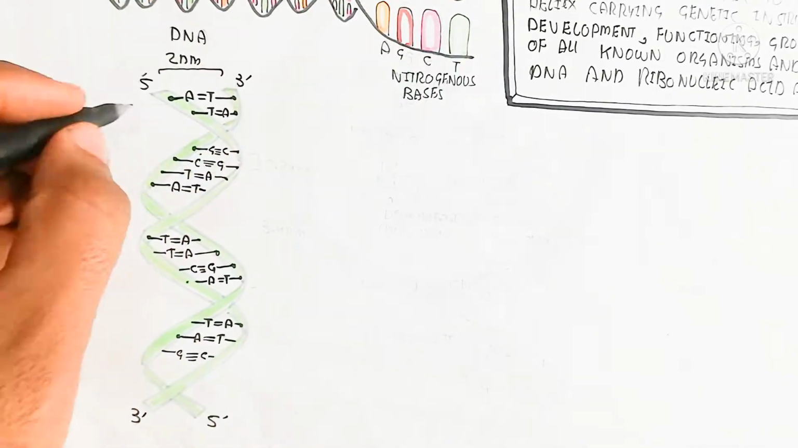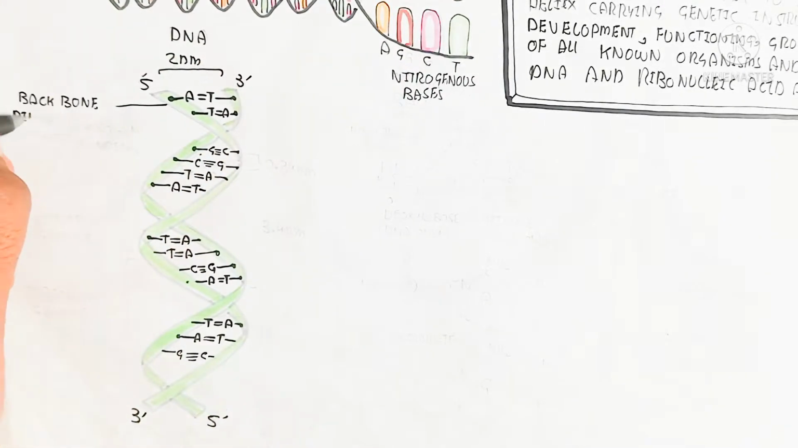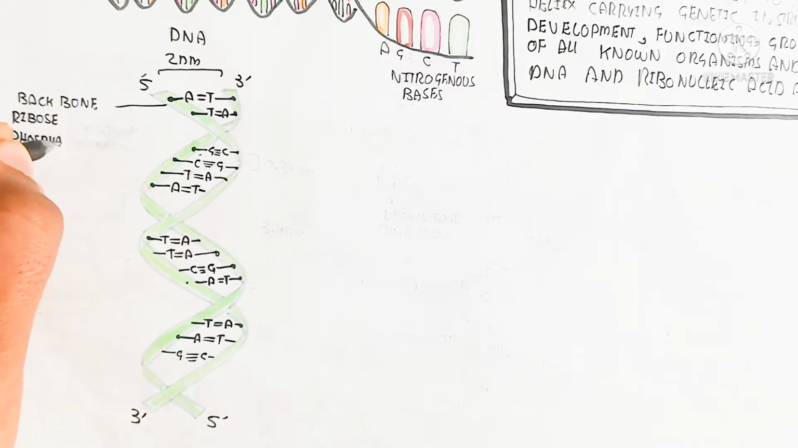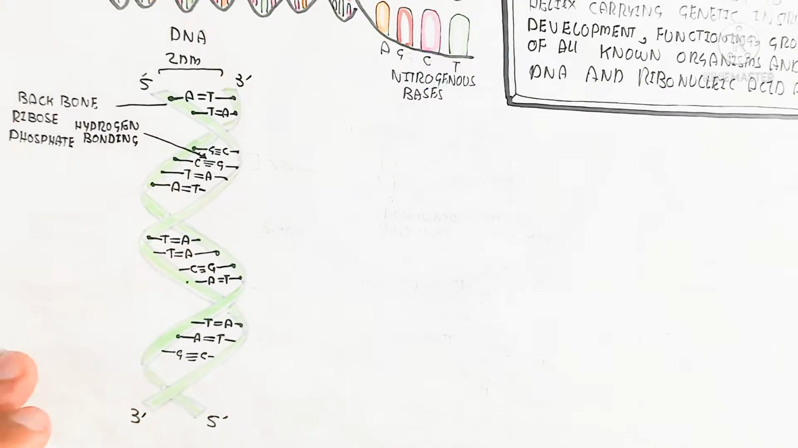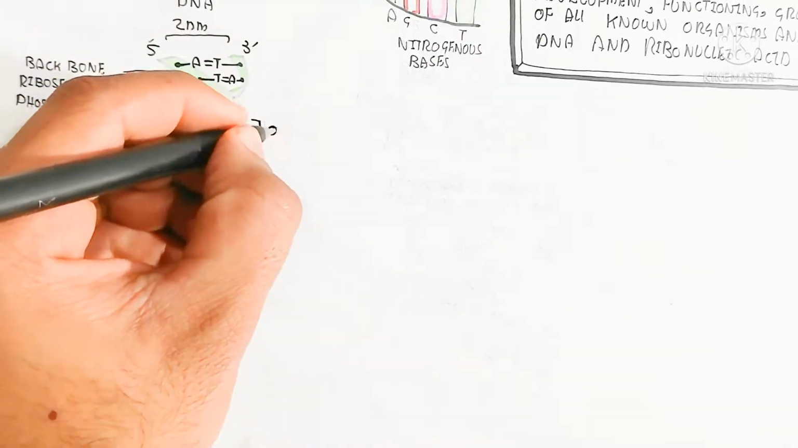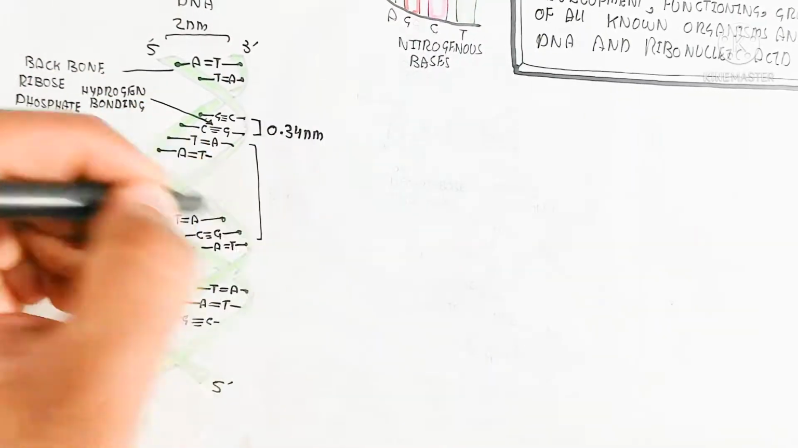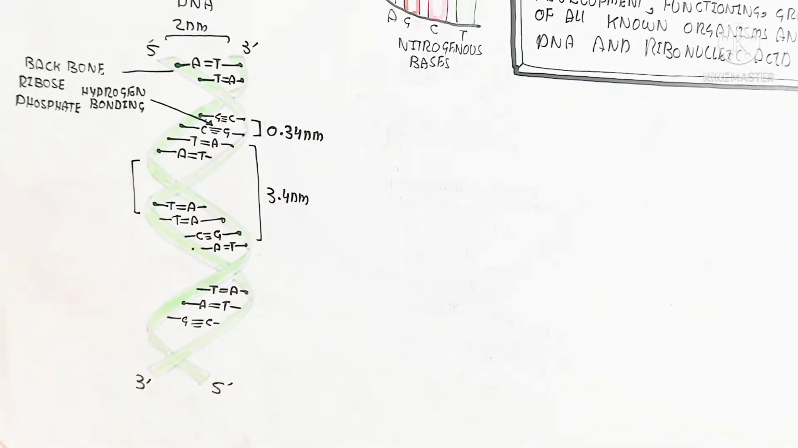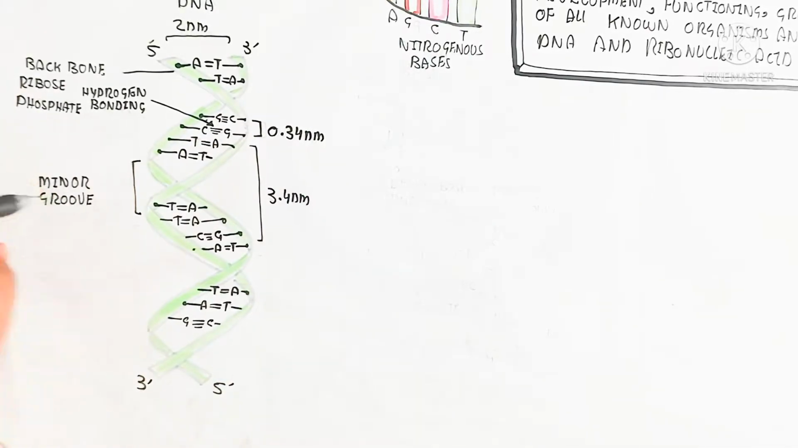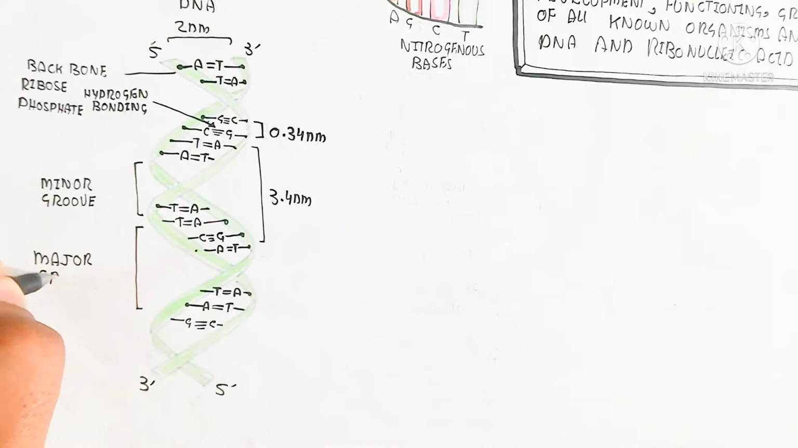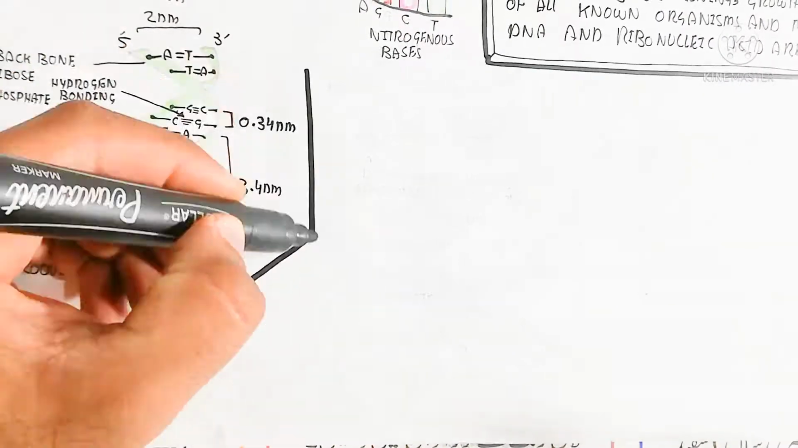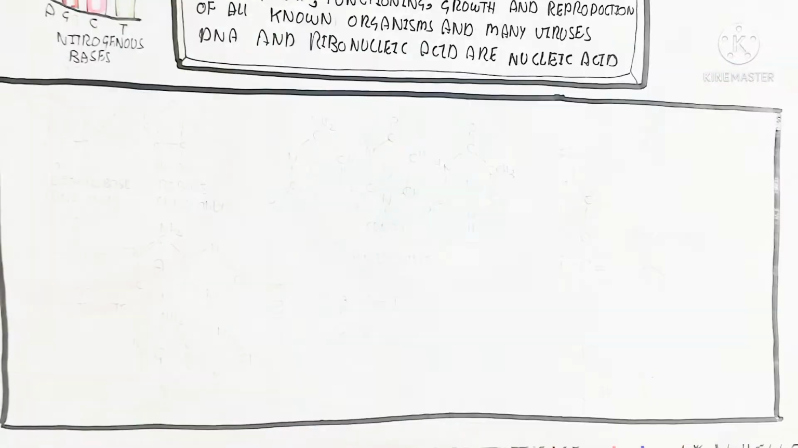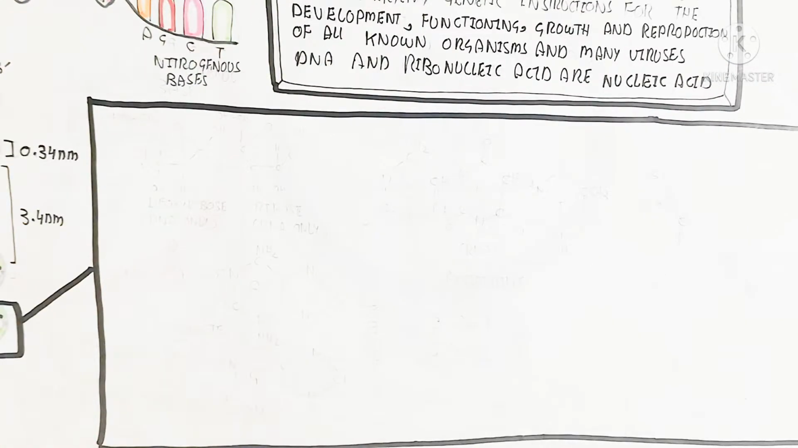So here is the structure. The diameter of the DNA is 2 nanometers, and here one strand is anti-parallel 5 prime to 3 prime, and the other is anti-parallel 3 prime to 5 prime. The backbone contains a sugar and phosphate group, while the nitrogenous base distance is 0.34 nanometer, and the minor groove and major groove contain a 3.4 nanometer pitch.